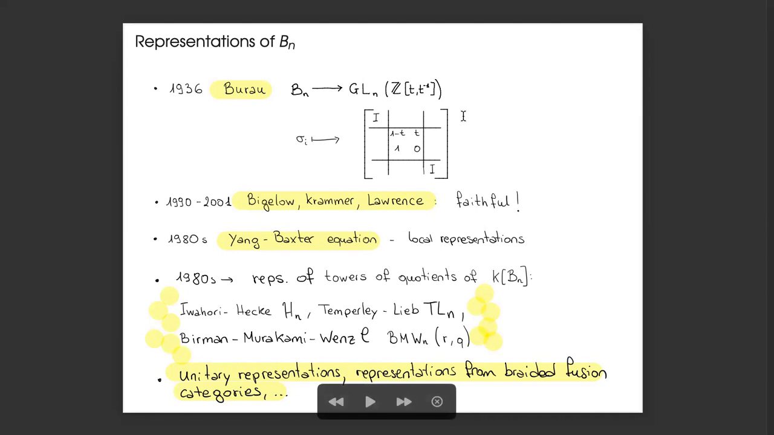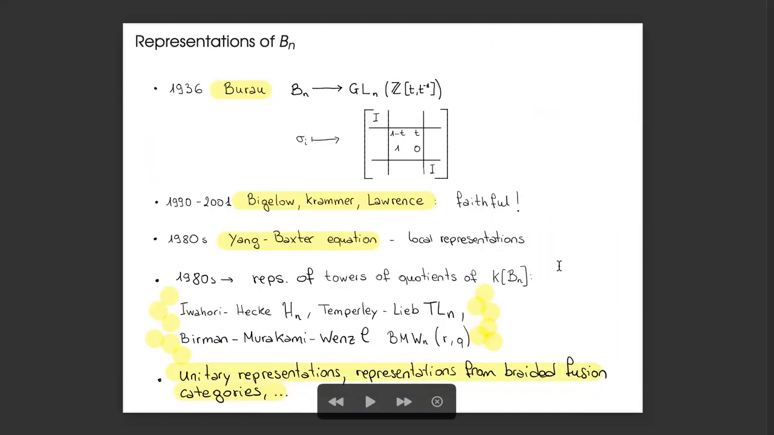This has been proved in several steps by many authors, and it has been quite a long road to get there. For many, many years, there was a hope that it would be faithful and that we would know that the braid groups were linear because of it. However, then we have the Bigelow-Krammer-Lawrence representation, which is faithful and tells us that the braid group is definitely linear. We have a whole family of local representations coming from the Yang-Baxter equation.